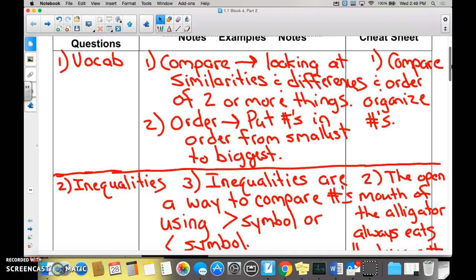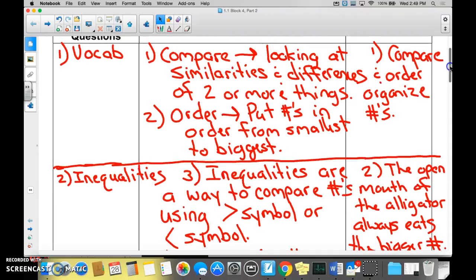What does order mean again? To put numbers in order from smallest to biggest. So if we're going to order, we're going to put them in order from the smallest to the biggest.